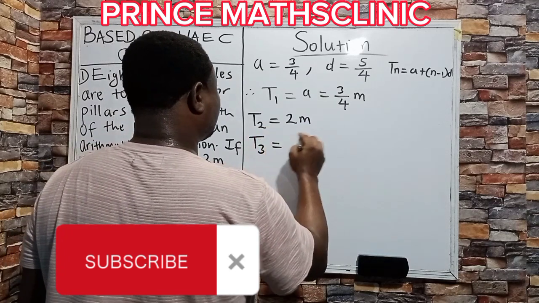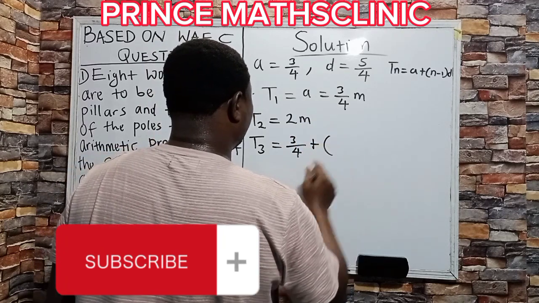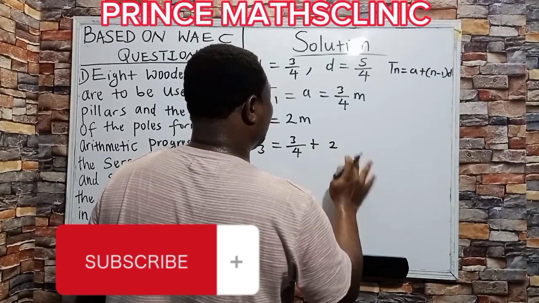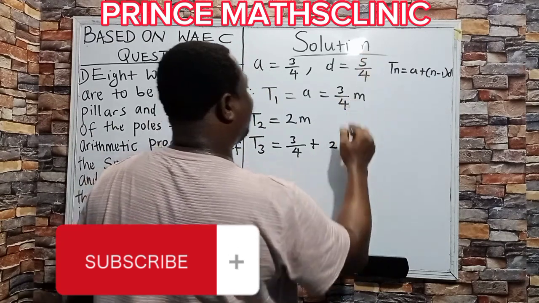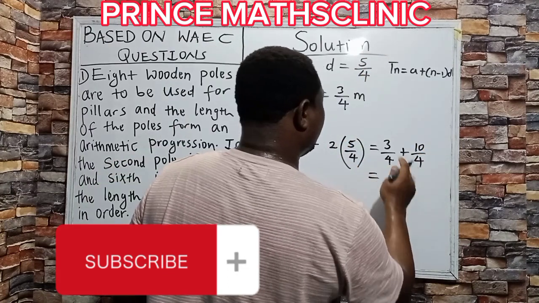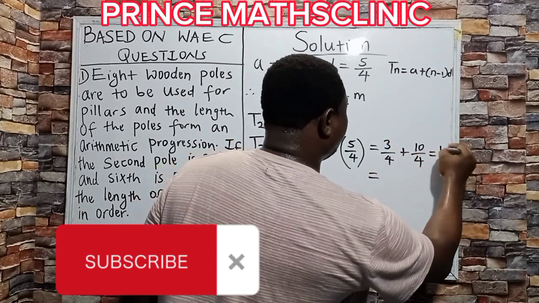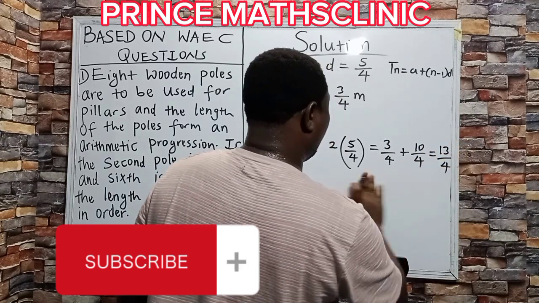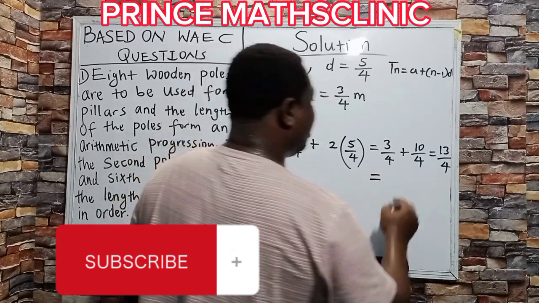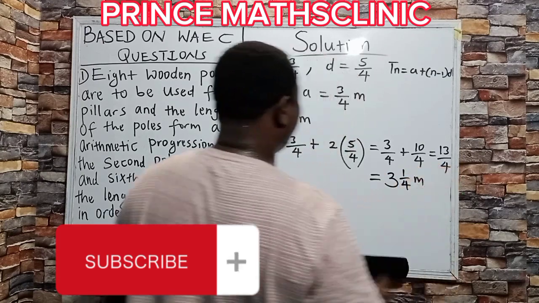Third pole: A is 3 over 4 plus, since our n is 3, 3 minus 1, you get 2. Then your common difference is 5 over 4. So 3 over 4 plus 10 over 4. The denominators are the same, so we can add our numerators. So this becomes 13 over 4. So our 13 over 4 is the same thing as saying 3 whole number 1 over 4 meters.